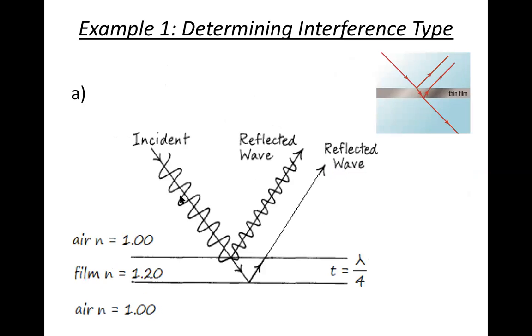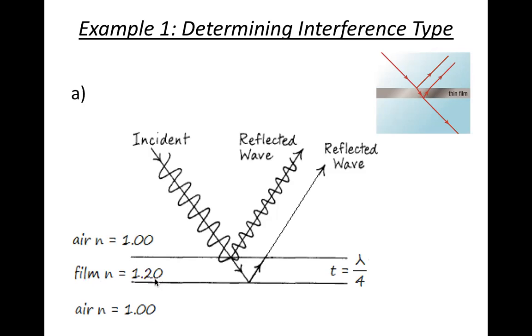We have an incident light ray, and there is some reflection and some transmission, and then there is reflection at the second boundary. And we want to know, are this reflected wave and this reflected wave fully in phase or fully out of phase or something in between? The thickness of the film, actually, sorry, let's go here first. Let's compare the optical densities. So we've got air and then film. The film is more optically dense. Light is slower in the film. So there is going to be inversion here.